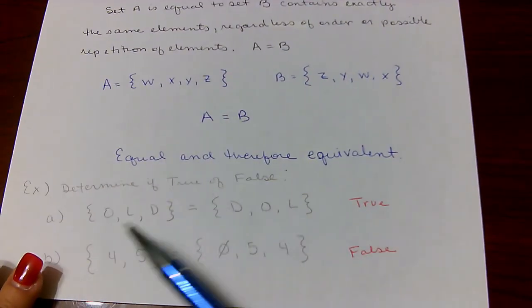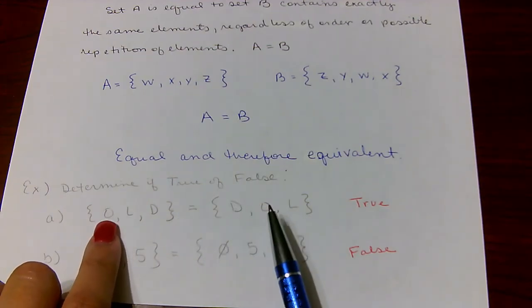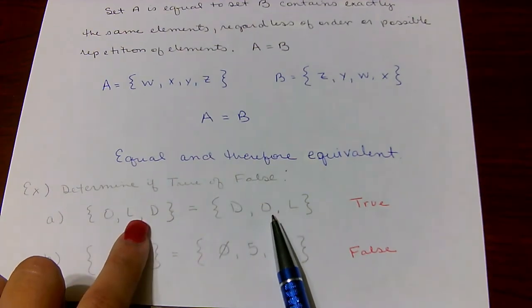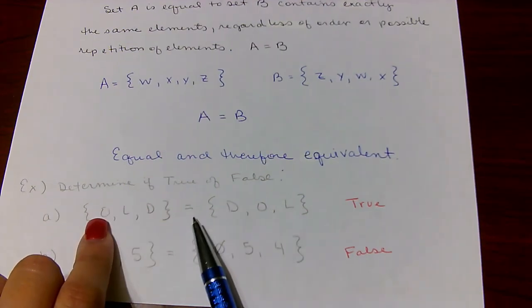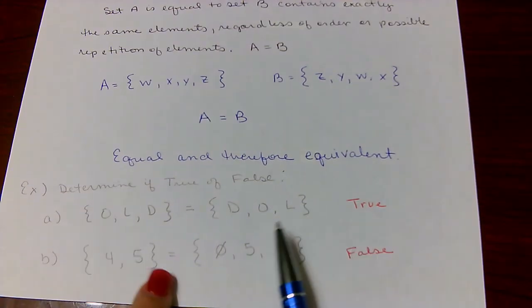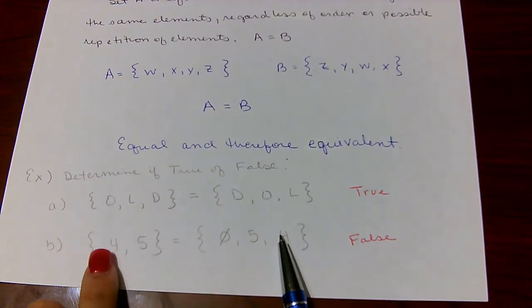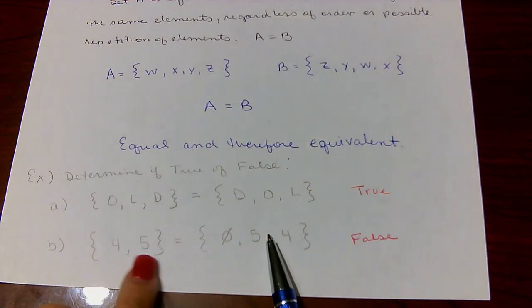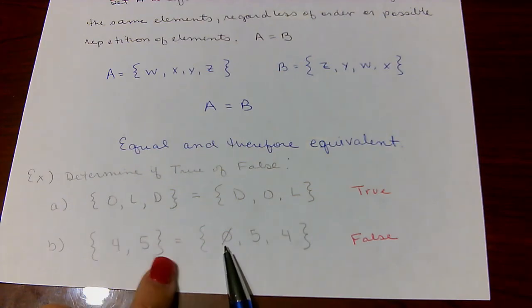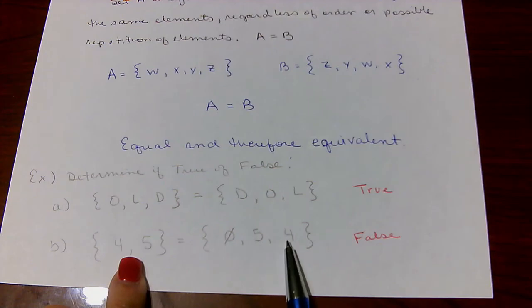So let's figure out if this is true or false. O, O, L, L, D, D. Are these sets equal? Yes. 4, 4, 5, 5. This contains the 0 with the slash through it, but remember we count this as an element. So in this case, we have 2 elements here, and we have 3 elements here. So this is going to be false.